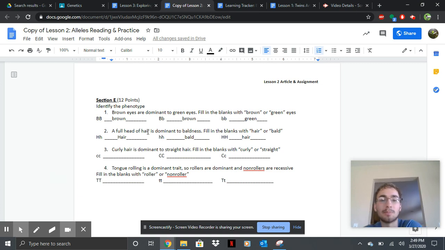Full head of hair is dominant to baldness. So if you have any capital letter, you're going to have hair. 2 capital letters, that's going to be hair. 2 lowercase, it's going to be bald. And then 1 capital, 1 lowercase, it's going to be hair. I think you get the point there. You just tell me what trait they're going to have based on the letters that I give you, or the genes. Okay, that's lesson 2.